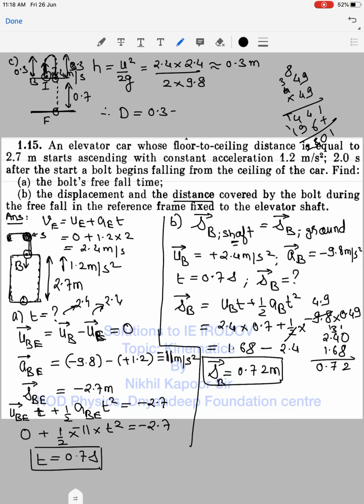Therefore the distance traveled will be equal to 0.3 up, 0.3 down to the initial position, and then from initial position to final position the shortest distance 0.7, which was already calculated here as 0.72. So 0.3 plus 0.3 will be 0.6 plus 0.72. So this comes out to be 1.32 meter. And this is the answer for the distance with respect to the observer who is standing on the ground.